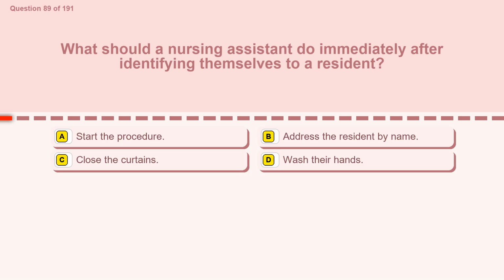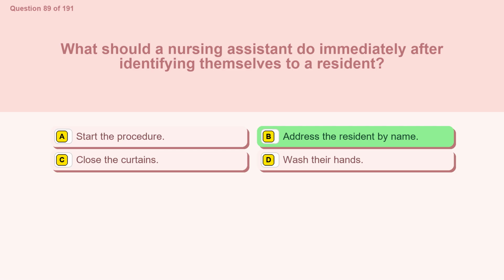Question 89. What should a nursing assistant do immediately after identifying themselves to a resident? Option A is start the procedure. Option B, address the resident by name. Option C, close the curtains. Option D, wash their hands.